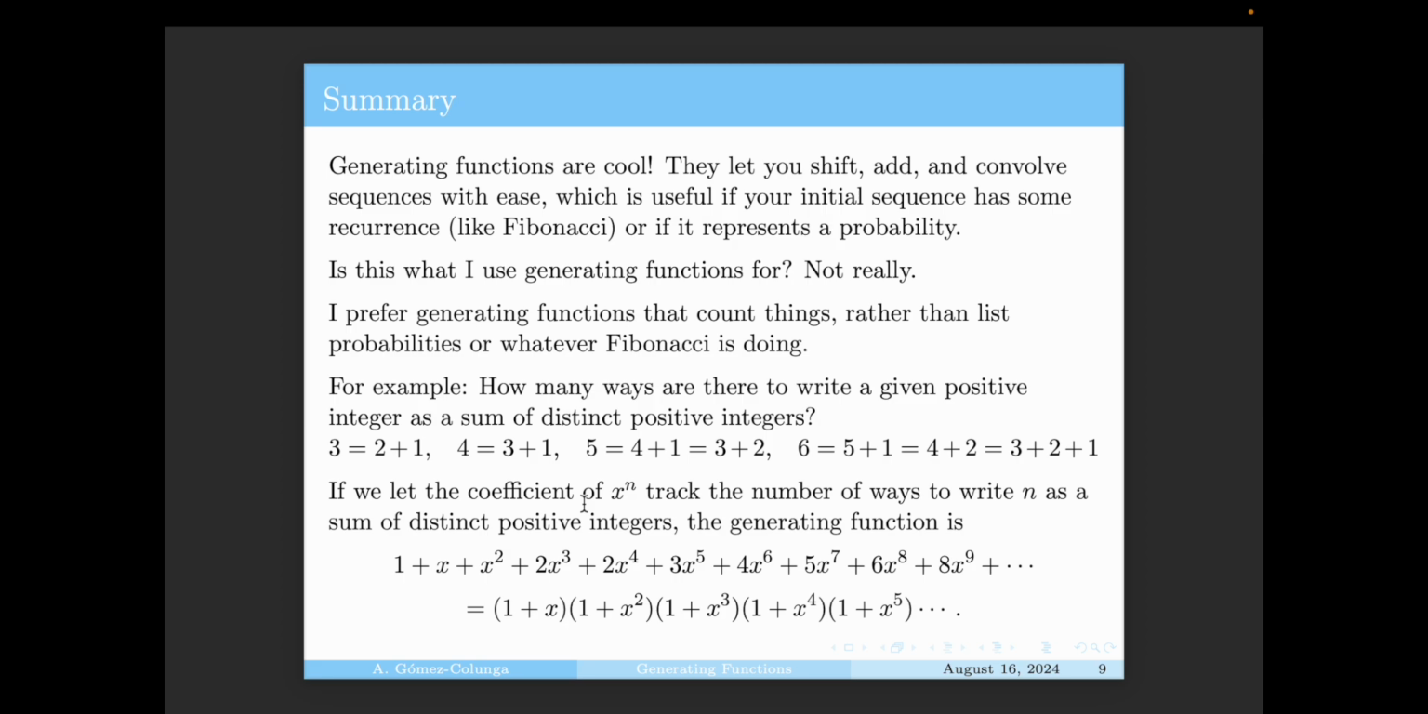If we let the coefficient of x to the n track the number of ways to write n as a sum of distinct positive integers, then the generating function is this guy. You can see there's 2 for x cubed, 2 for x to the 4th, 3 for x to the 5th, 4 for x to the 6th, which is actually just this infinite product of binomials, which I think is neat.